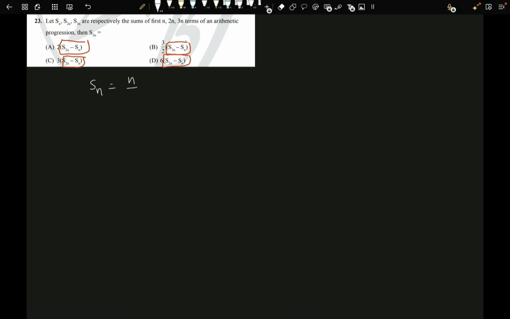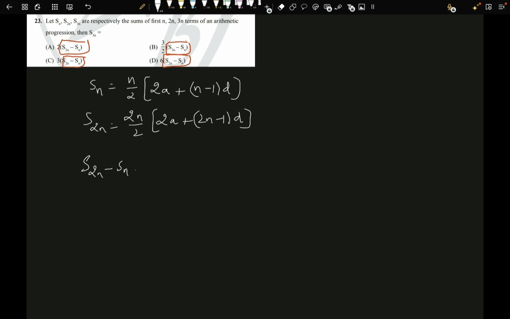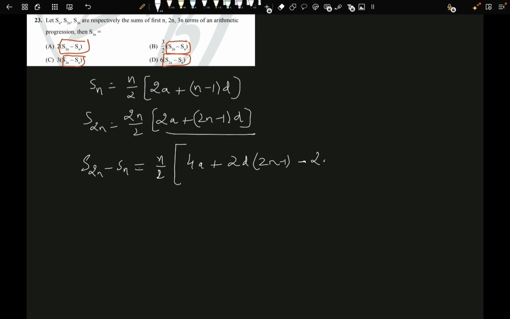Sn is n by 2, 2a plus n minus 1 into d. S of 2n is 2n by 2, 2a plus 2n minus 1 into d. So let's calculate S2n minus Sn, which will be equal to n by 2, let's take that as common. This will be multiplied by 2. So 4a plus 2d into 2n minus 1 minus 2a minus n minus 1 into d.